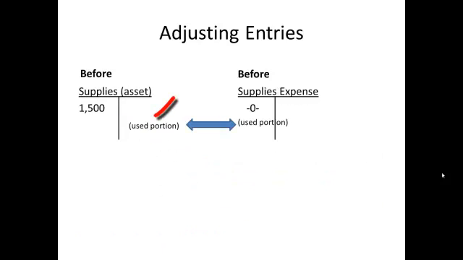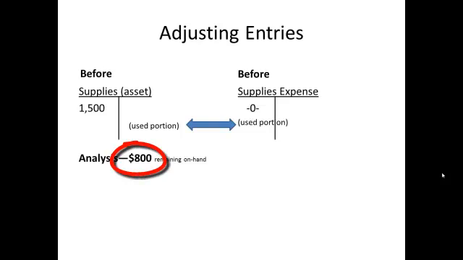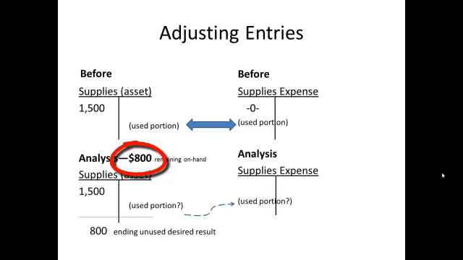We need to remove the used portion from the asset account and move it into an expense account on the other side of the equation. Again, expense accounts are part of owner's equity. Assets are on the left-hand side of the equation, owner's equity category on the right-hand side. So if we do an analysis at month end and find that there's $800 of supplies remaining on hand, that's the balance we want in the supply account after the adjusting journal entry.